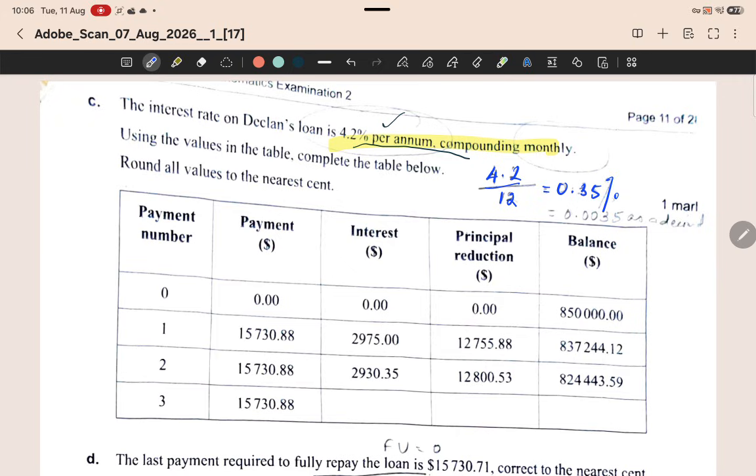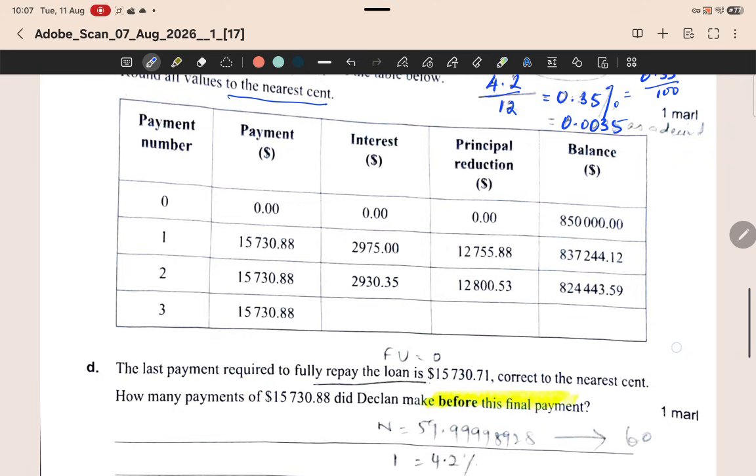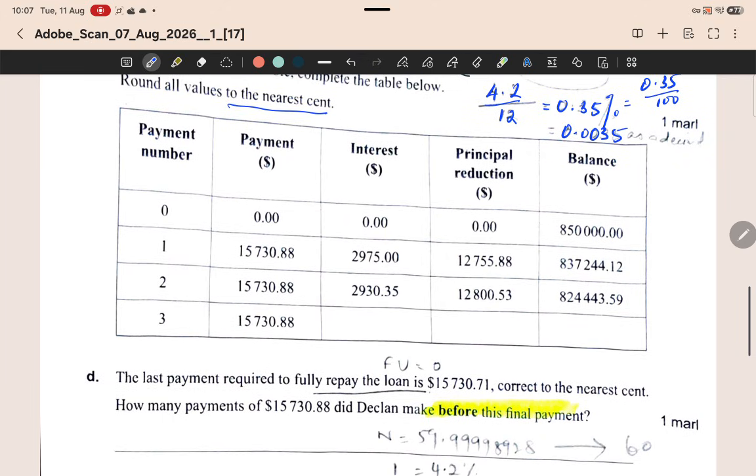And that converted to a decimal, which will be useful in calculating some of these values on the table, is 0.35 divided by 100, and that gives you 0.0035 as a decimal. Now here they've also said round your answers to the nearest cent, which is 2 decimal places. And they've asked you to fill up these 3 spaces.